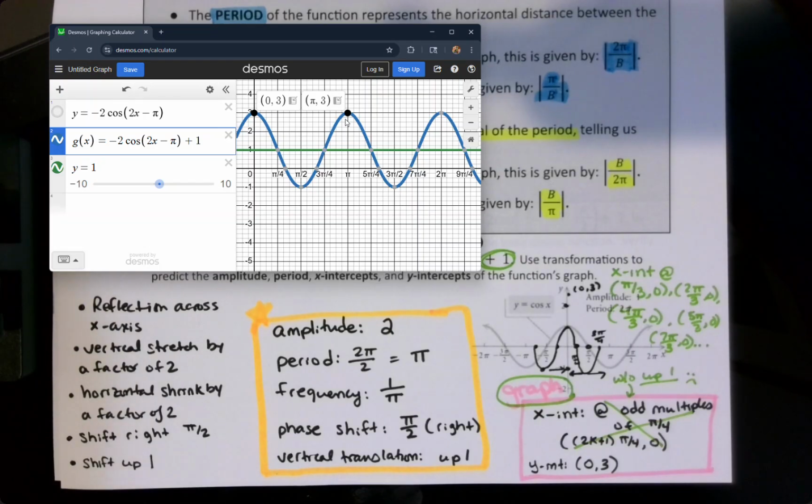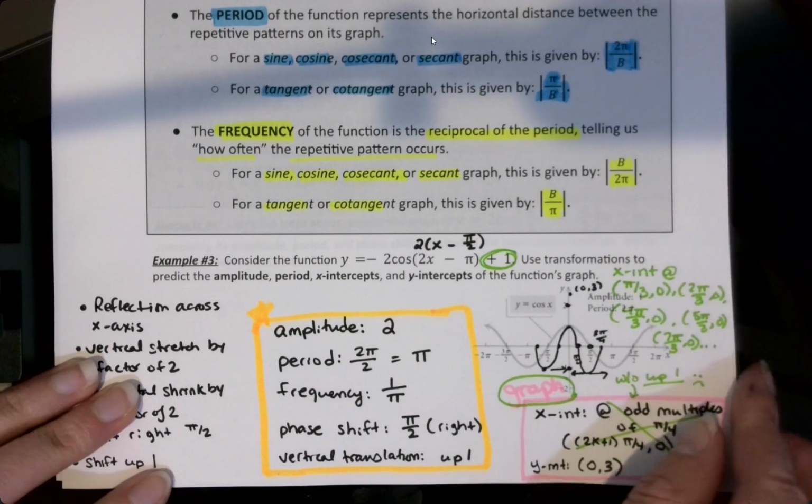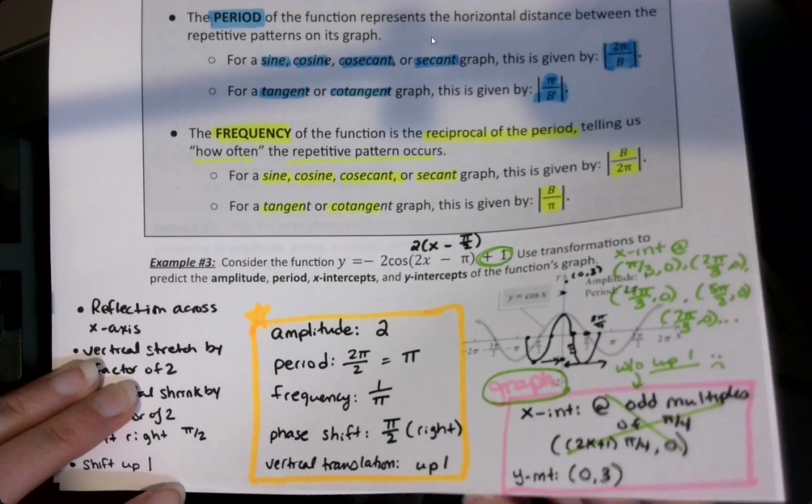And the frequency is just the flip of that, so 1 over pi. The phase shift, pi over 2 to the right, we verify as we are graphing it out, and we do, of course, have the up 1 shift that we verified as we were graphing it out. Okay. All right. Aside from a little more space needed, we did a pretty good job on this one.